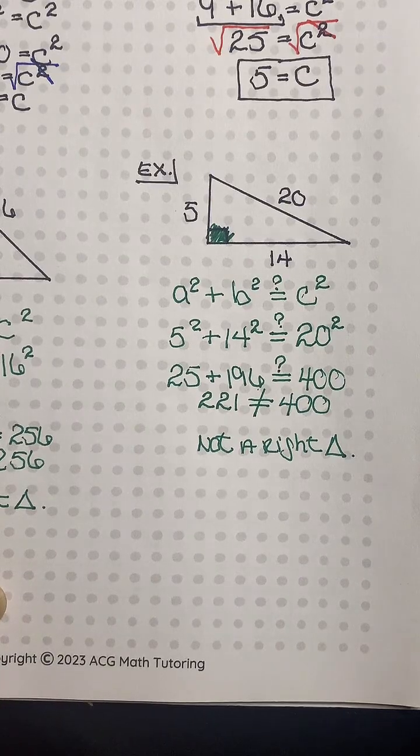So if they are equal on both sides, yes, it will be a right triangle. This is for Michael FVD.